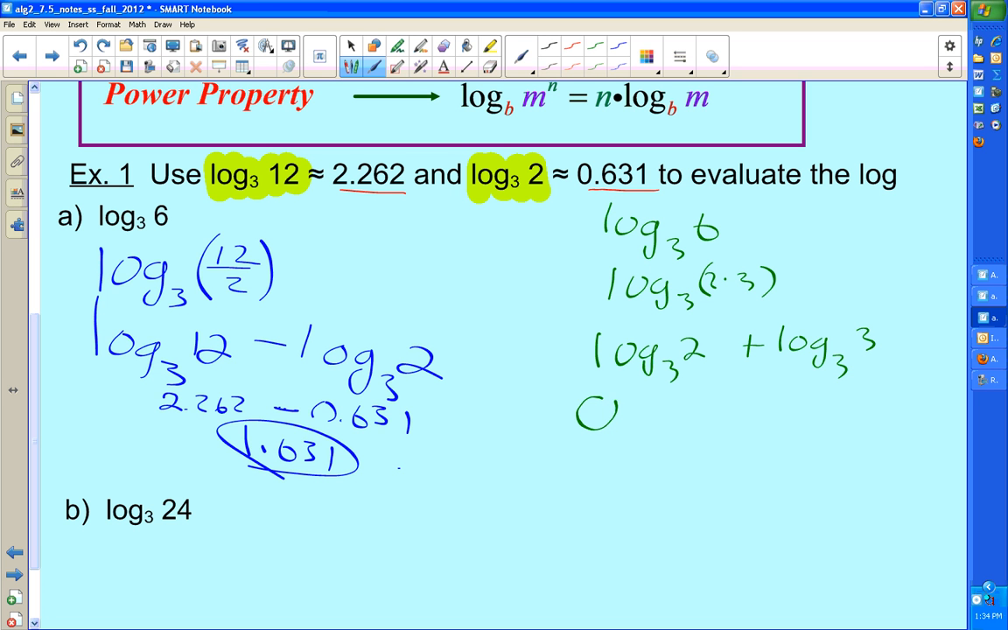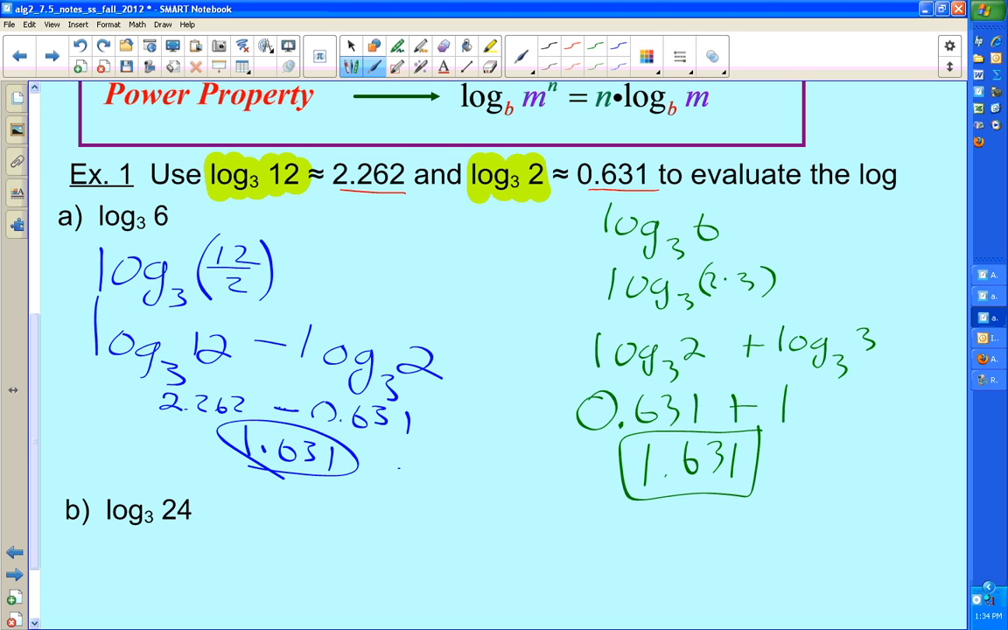0.631. What's log base 3 of 3? Log where the base and what you're taking the log of are the same, it's always going to be 1. So the answer is 1.631.